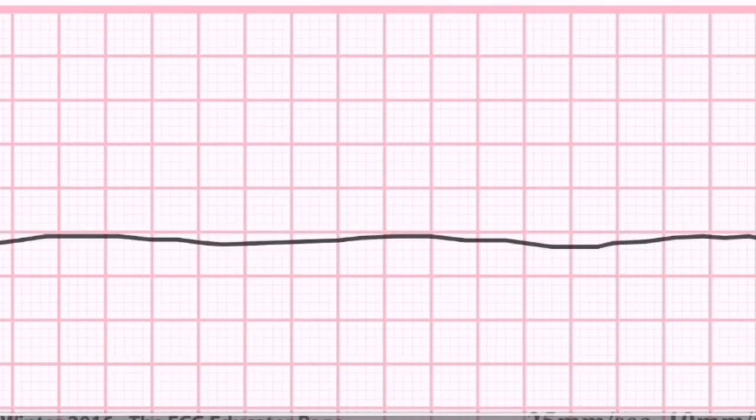I will talk about these scenarios. We'll give a case scenario for each one of these arrhythmias. But the most important thing I want everybody to know as a provider.